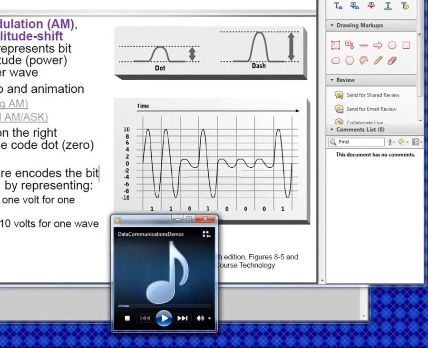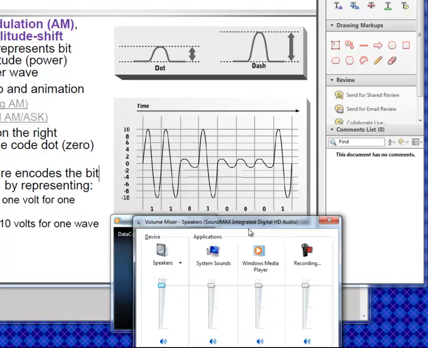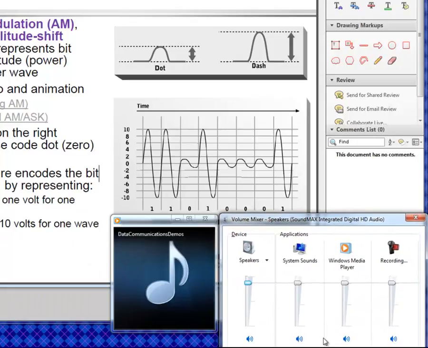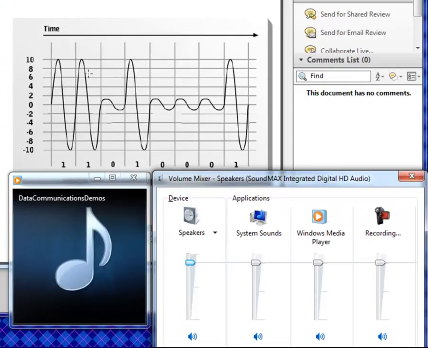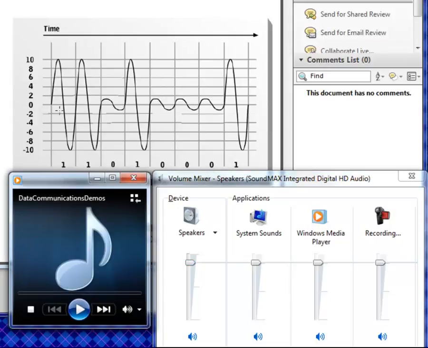Let me pull this up, and let me also open up the audio mixer here. What I've done is record just a piano sound, playing these as acoustic piano notes. It's the same note in each case because the frequency is the same. What's going to be different is the volume. So let me go ahead and play this sequence of 8 bits as an acoustic signal, using amplitude modulation.